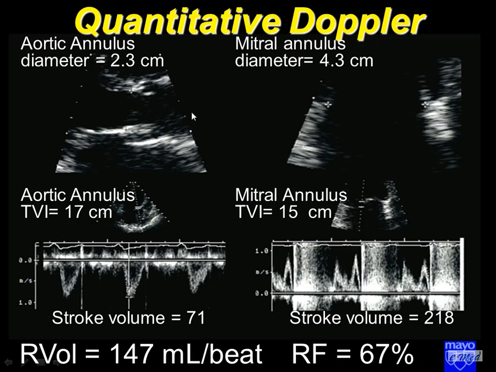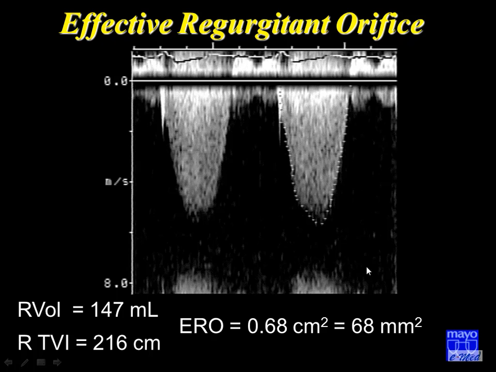Now, it's not easy. This part everybody knows because we use that for aortic valve stenosis. This part is a little bit more complicated, and you need to educate yourself. Once you've measured the regurgitant volume, you can calculate the effective regurgitant orifice as the ratio of volume divided by TVI. And here in this case, 147 divided by 216 is 0.68 centimeters square. And we'll see what this means in a moment.